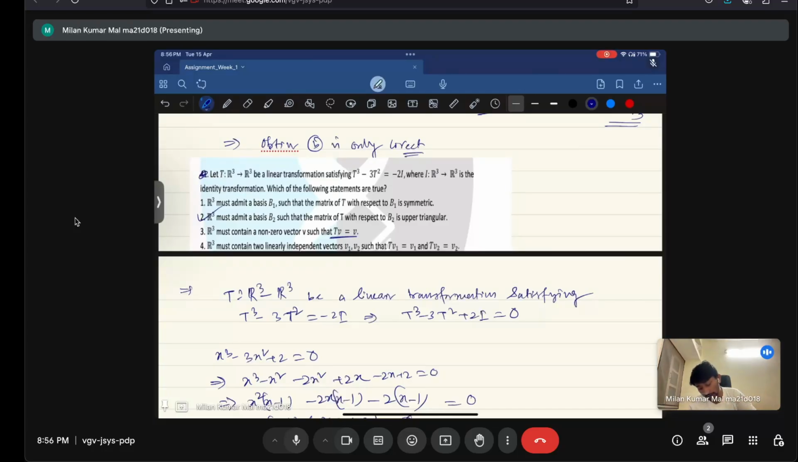That is also true, because R3 must admit a basis B1 such that the matrix of T will be diagonal, but that diagonal is symmetric, right? So R3 must admit a basis B2 such that the matrix of T with respect to B2 is diagonal, so that is upper triangular. But R3 must contain a non-zero vector V such that TV equals V. That need not be true, because one need not always be an eigenvalue. R3 must contain two linearly independent vectors V1, V2 such that T V1 equals V1, T V2 equals V2. That is also false. So these two are false.